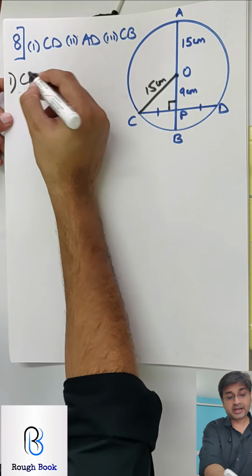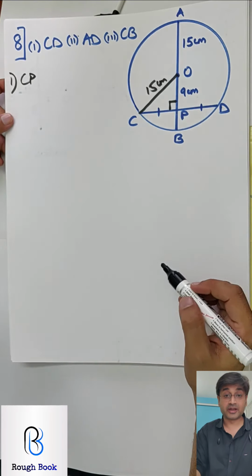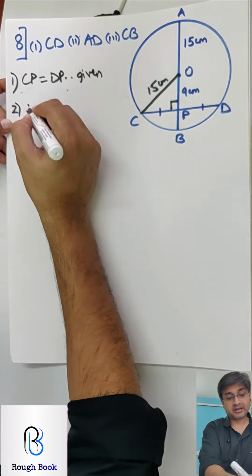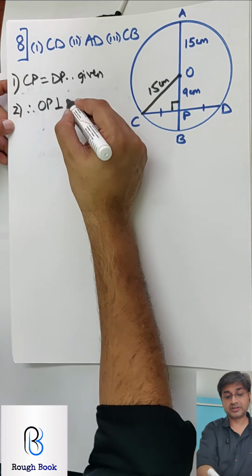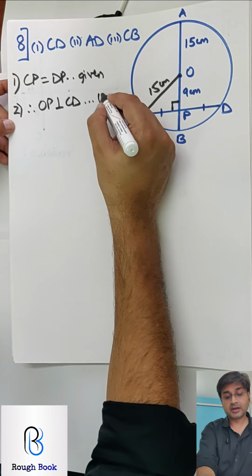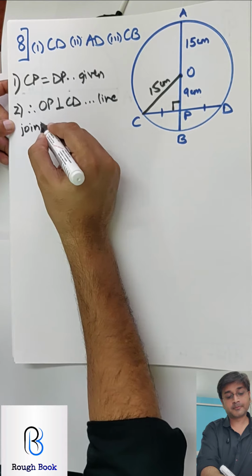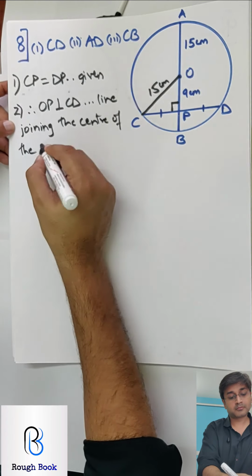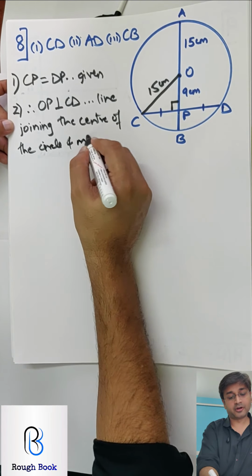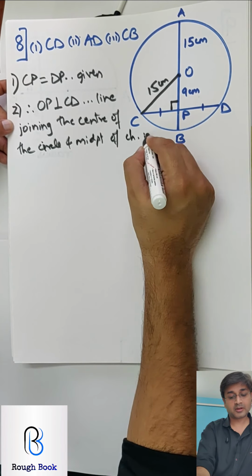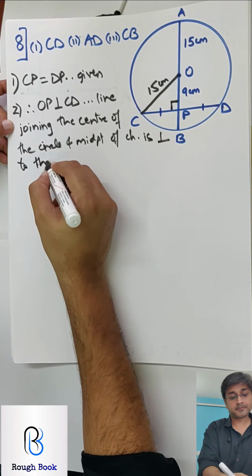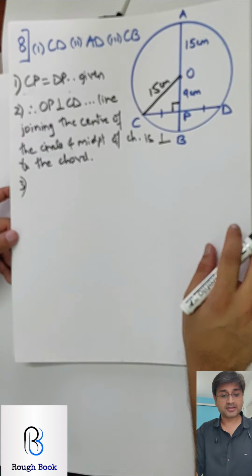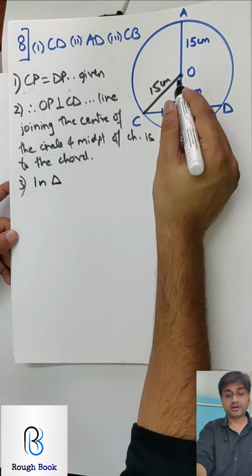So step 1, I can't directly apply Pythagoras because first I have to prove that this is 90. So CP is equal to DP given, and therefore OP is perpendicular to CD. Reason will be: line joining the center of the circle and midpoint of the chord is perpendicular to the chord. You will have to learn these statements as reasons. Otherwise, if you don't write reasons, you will lose marks. Remember my words, okay? So now let's get into the triangle OPC.